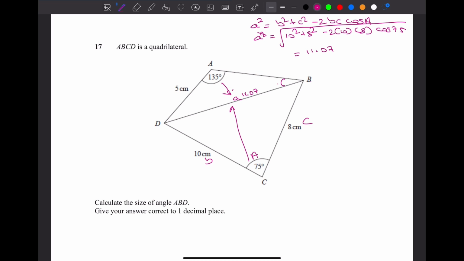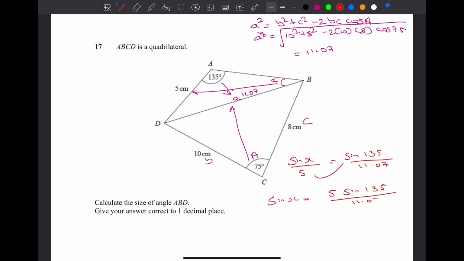I can do this one here and then I can do this one here, sine rule, right? I want this angle. What is this angle? Let's call it x. So sine x over 5 is equal to sine 135 over 11.07. Sine of x equals 5 sine 135 over 11.07. The sine goes to the other side, sine inverse of 5 sine 135 over 11.07, which will make it 18.6.